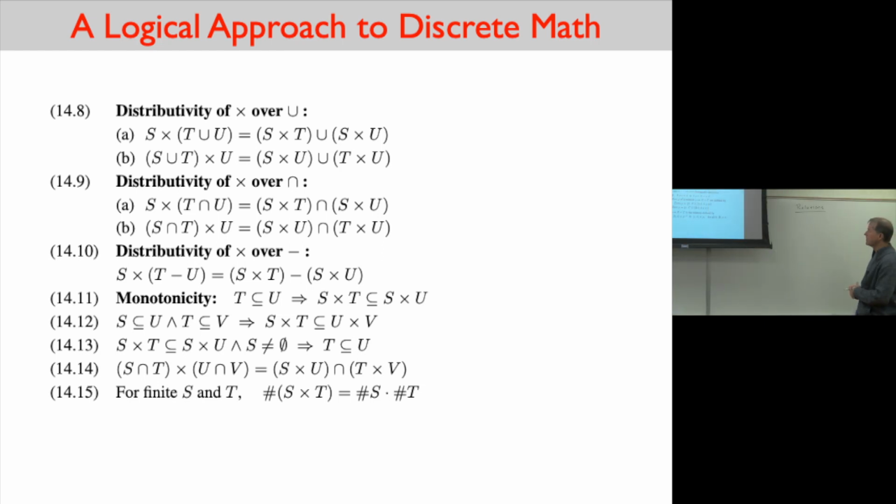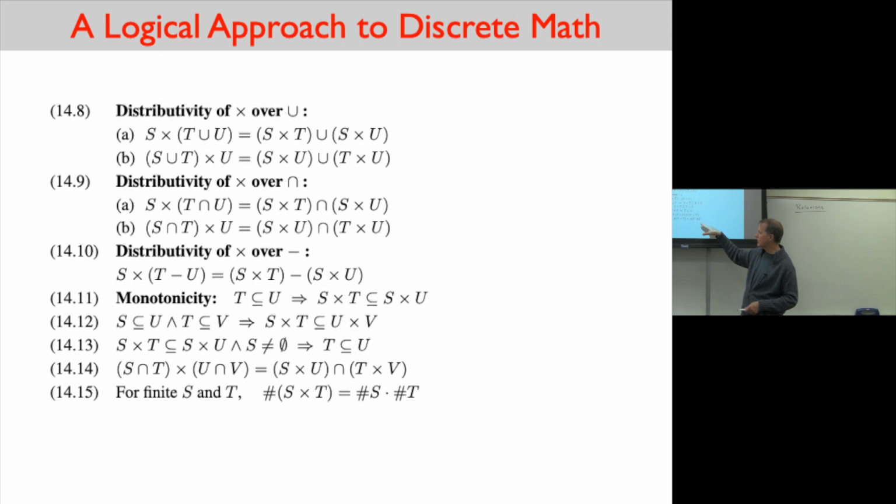All right, so the next topic is relations. You just skipped over an entire page. I was pointing out some things, although I didn't have everybody's attention. We have monotonicity: S is a subset of U and T is a subset of V implies S cross T is a subset of U cross V. That's 14.12, and then 14.14.